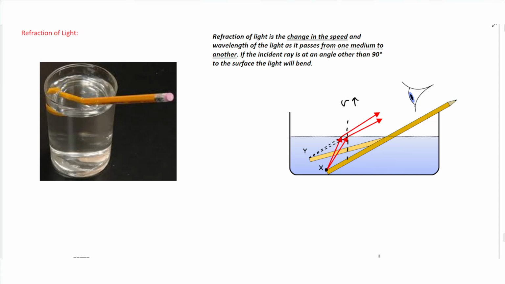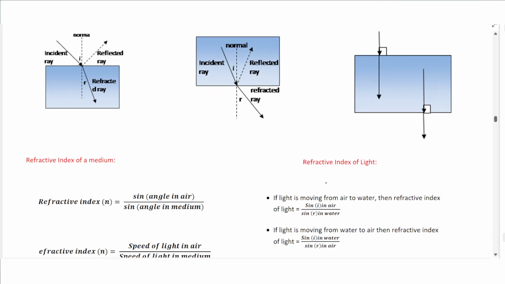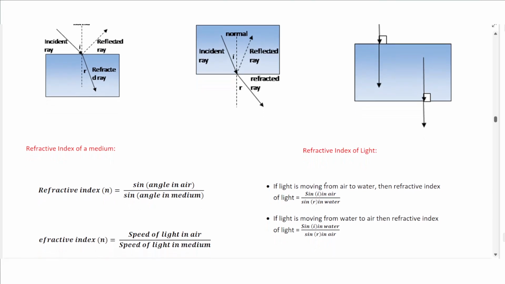So as the light bends towards your eye, it appears that the light is coming from another point than the original position of the object. Now, to calculate the angles, we have different types of calculations. We have something called the refractive index. The refractive index depends on the medium or the density of the medium. If the density of the medium is high, the refractive index is high. If the density is low, the refractive index is low.